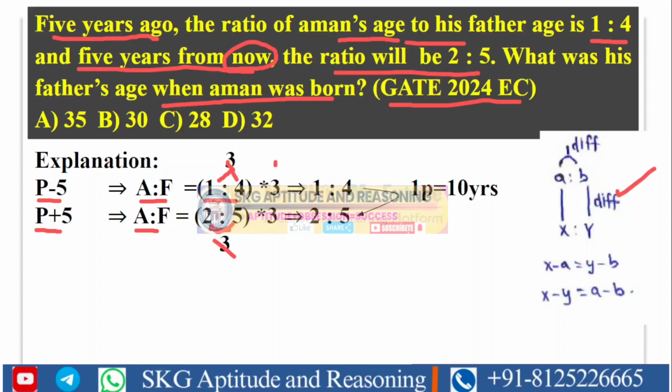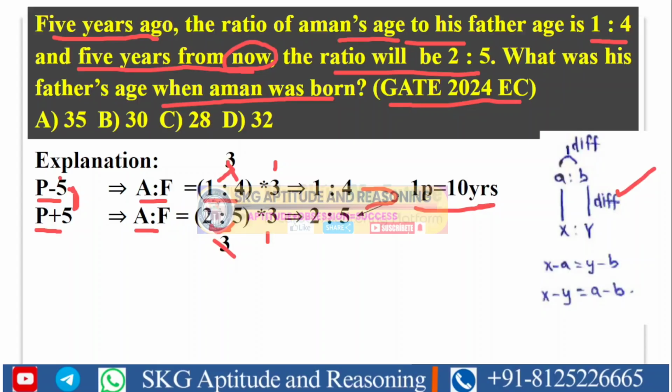So here we are multiplying this one with 1, here we are multiplying this one. Multiplying anything with 1, you get the same value. So 1 into 1 is 1 only, 1 into 4 is 4, and 1 into 2 is 2, 1 into 5 is 5. So we need to observe what is the increase from P minus 5 to P plus 5. Both persons are increased by the same amount, that is one part. So that one part will be equal to how many years? From P minus 5 to P plus 5, what is the gap here? We have a gap of 10 years. That is, one part will be equal to 10 years.